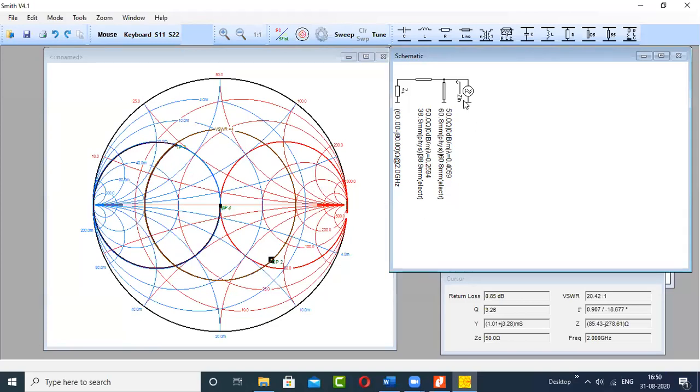So the second solution will not be preferred because the length of the stub is very large. So your circuit will become bulky. You don't want that. That's why you go for shorter length. So the earlier solution was better.